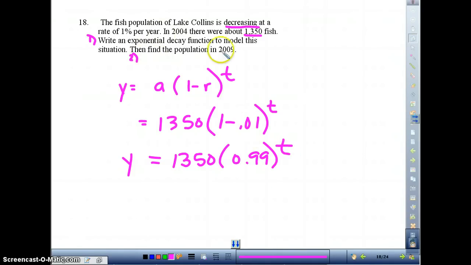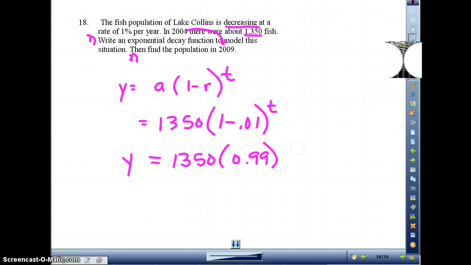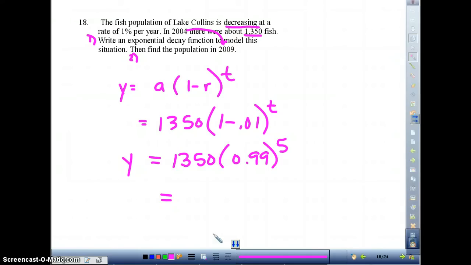Now they want to know, find the population in 2009. Well, from 2004 to 2009, that's 5 years. So we're going to replace t with a 5 and find out what our population is. Now it's decreasing, so I know the number should be smaller. 1350 multiplied by 0.99 raised to the 5th power. And what did you get?